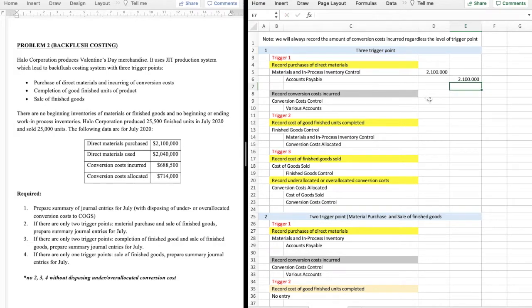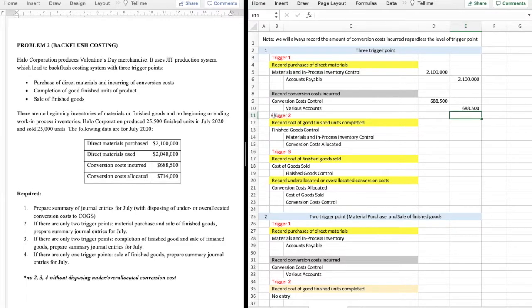Alright, and now we're going to fill in the conversion cost. This is to record the conversion cost incurred. In debit we have conversion cost control, and in credit we have various accounts. And for the amount, this is already stated in the problem. The conversion cost incurred is 688.5. And same for the credit.